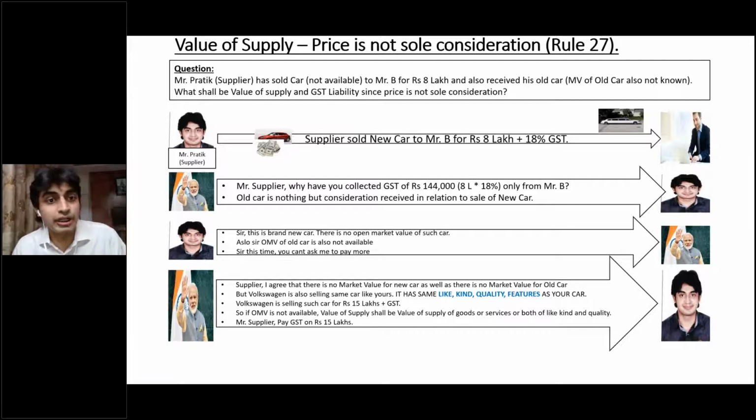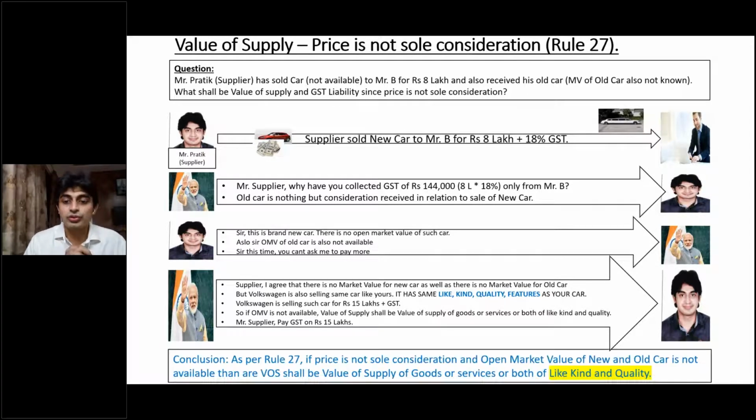And second step, old car market value is also not available. Then comes the third step, like kind, quality and feature. So conclusion, I will have to pay GST on the value of like kind and quality. But in this case, this is the third step in rule 27. In rule 28, it was the second step. But in rule 27, this is the third step.